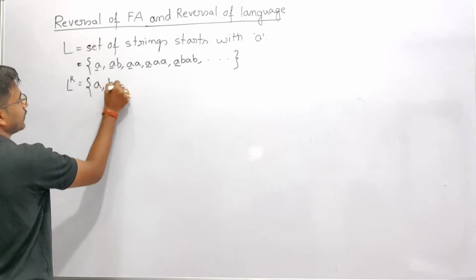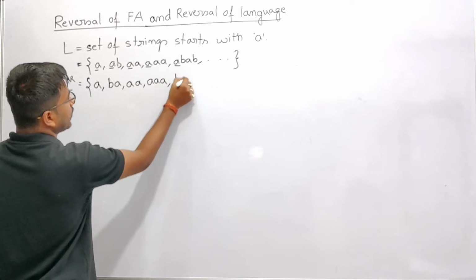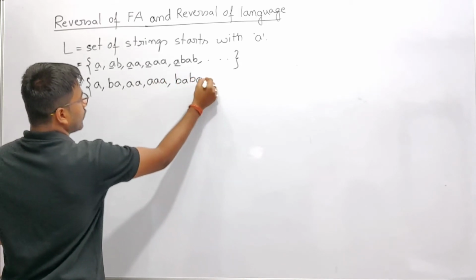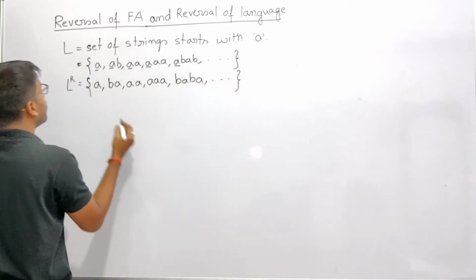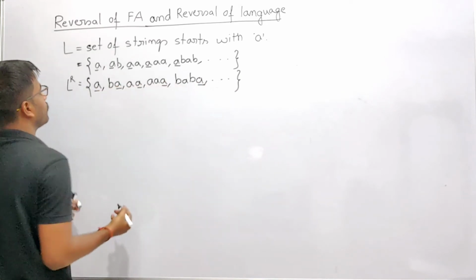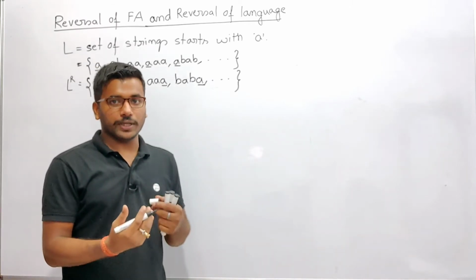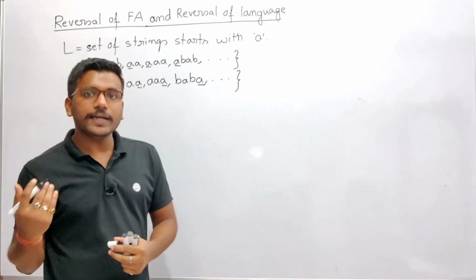AB, then BA, A, then triple A, then BA, BA. Now if you see, it now ends with A. As I have told you, if you apply the reversal on a language, the language will get reversed.